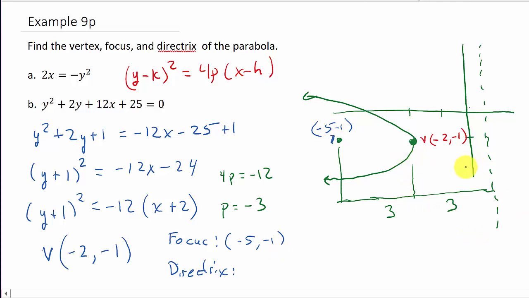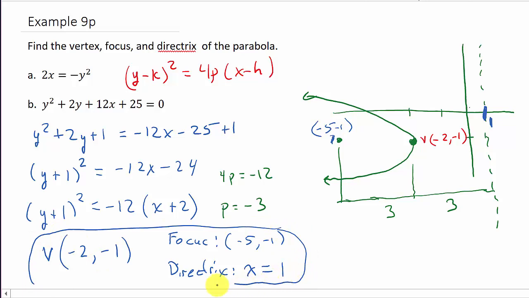And then for the equation of the directrix, I'm 3 units, so I'm here at -2. So I would go -1, 0, and this right here would be an x value of 1. And so the directrix, it's a vertical line, so we know it's in the form x equals, and what is that? x equals 1. And so I know this is my solution.